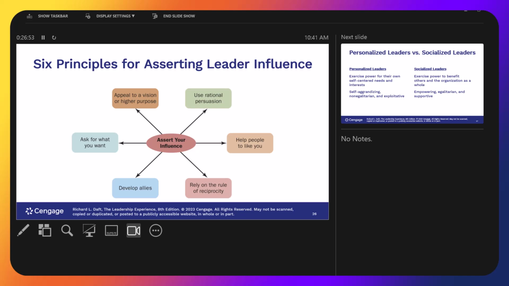Rely on the rule of reciprocity. The rule of reciprocity is very similar to transactional. It's when you're doing things for people in the hopes of getting something from them. And that can be appropriate at times, depending upon what it is. Like the example I gave earlier, you tell your group, hey, if you can get this project done in 30 days, I'm gonna make sure everybody gets a 5% pay increase.